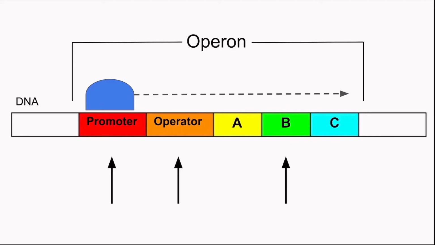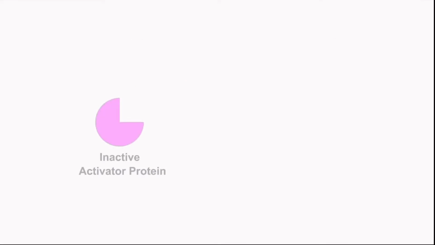The operator, however, can block the RNA polymerase from traveling to the structural gene region depending on whether or not a regulatory protein is bound to it. In the case of positive inducible regulation, the regulatory protein that binds to the operator is known as an activator protein. Once the activator protein binds to the operator, transcription is stimulated.